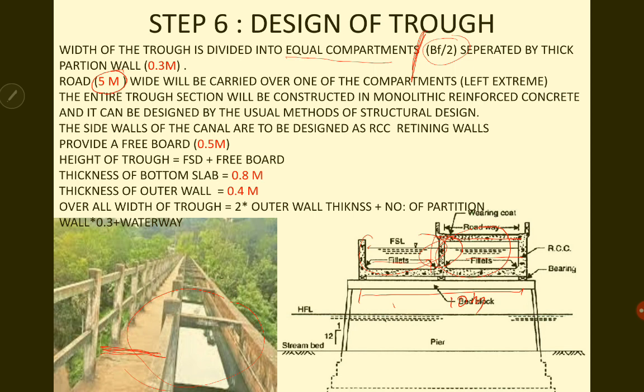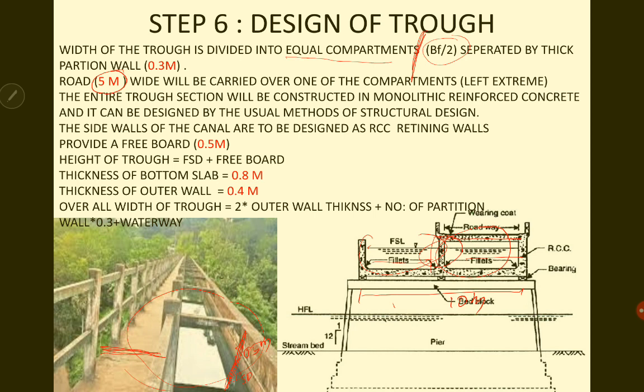Now, the entire trough section is to be constructed in monolithic RCC, and it is designed by the usual method of structural design. The side walls of the canal are to be designed as RCC retaining walls, and a freeboard of 0.5 meter has to be provided. The height of the trough is given by FSD plus freeboard. Here you can see there's a freeboard, taken as 0.5 meter, and there will be a full supply depth, FSD. So the height of the trough will be equal to full supply depth plus 0.5 meter.